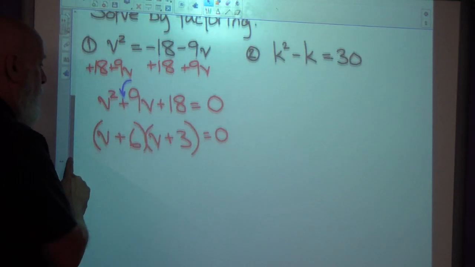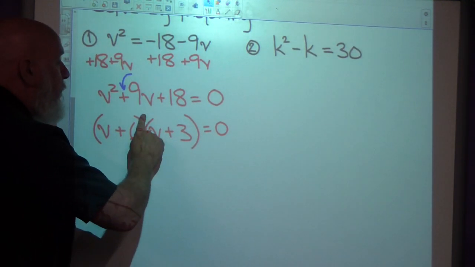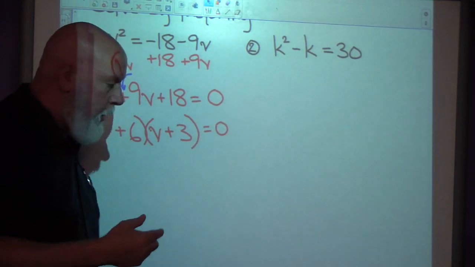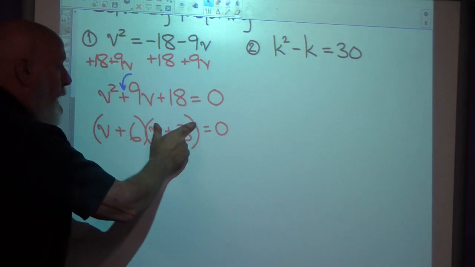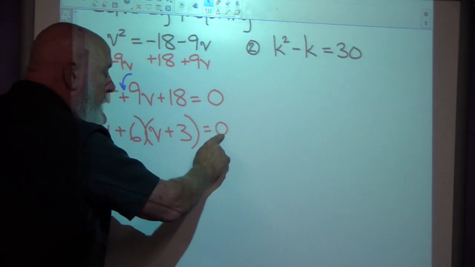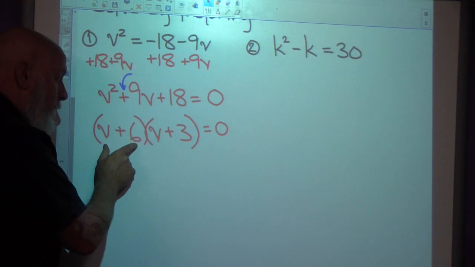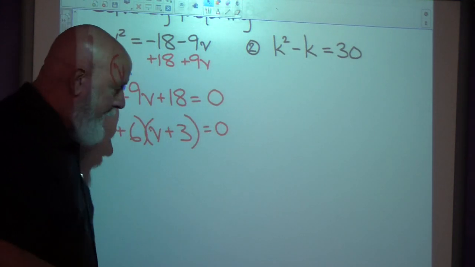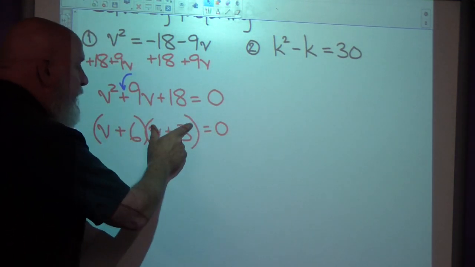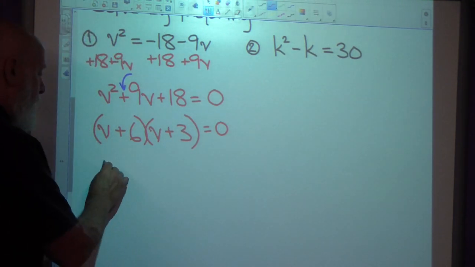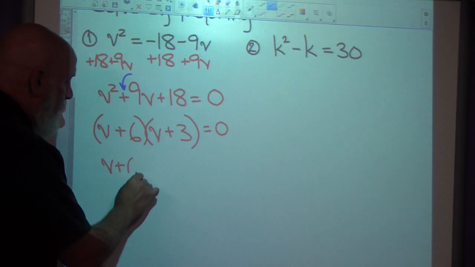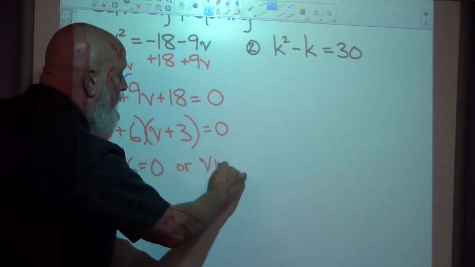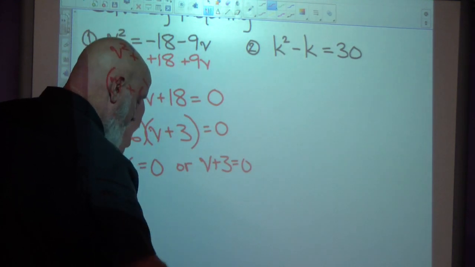And now I've got this situation. I've got something times something else is equal to 0. That's the zero product property. If this chunk times this chunk is equal to 0, then either this chunk is 0 or this chunk is 0. Those chunks are called factors. So if this factor is 0 or this factor is 0, I've got two situations here. Either v plus 6 is 0 or v plus 3 is 0. Okay.